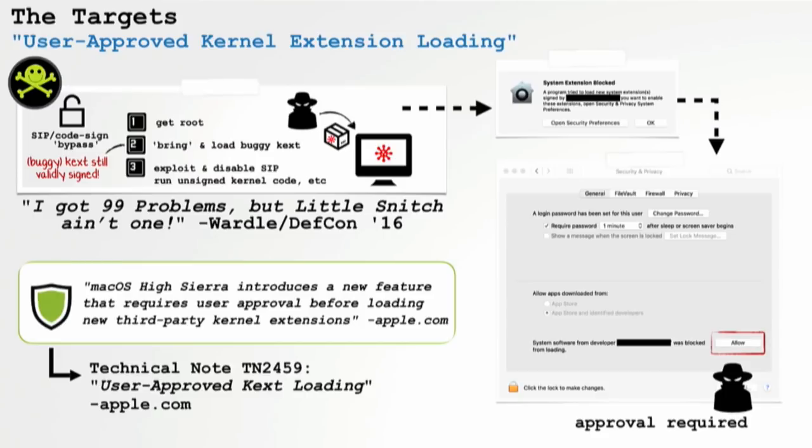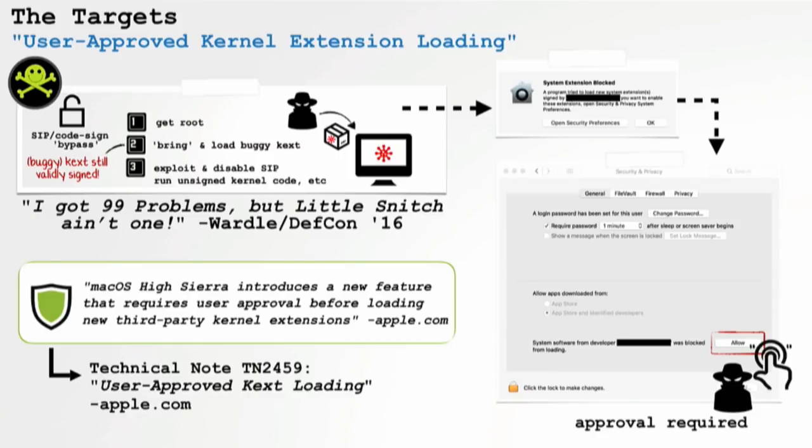A newer target for synthetic events is the interface for approving the loading of kernel extensions. So in High Sierra, Apple introduced something called user-approved kernel extension loading, which basically says a user has to manually approve the loading of a kernel extension. So on recent versions of macOS, kernel extensions have to be signed. But one attack vector is an attacker or malware could bring a legitimate third-party kernel extension that is signed but has a vulnerability in it and then load and exploit that. So I talked about this previously at DEF CON, found an exploitable heap overflow in the Little Snitch kernel extension. And it was buggy, and yes, it was patched, but since I had an old copy of the kernel extension, I could still load and exploit that.